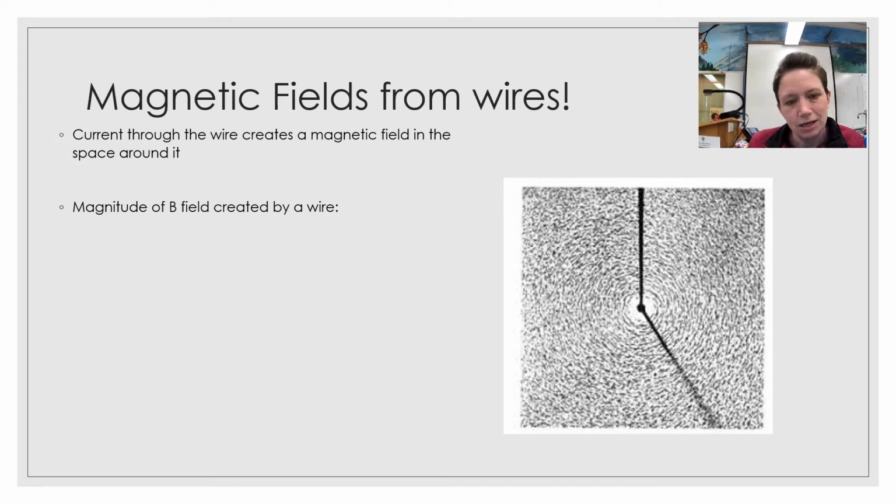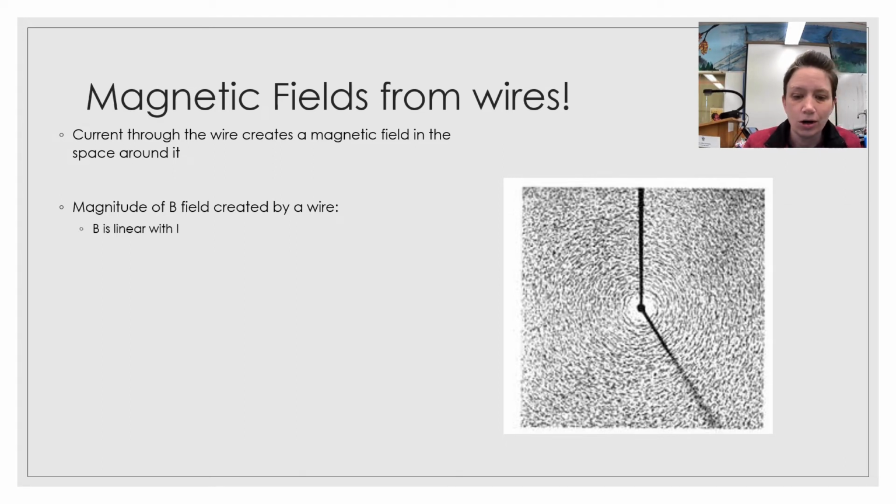And you can also see that there are some places in that diagram where the field is stronger because it's pushing and pulling more of those iron filings, and there's other places where they're not quite as impacted. So what does the strength of the magnetic field created by a wire depend on? Well, it depends on two things, actually.